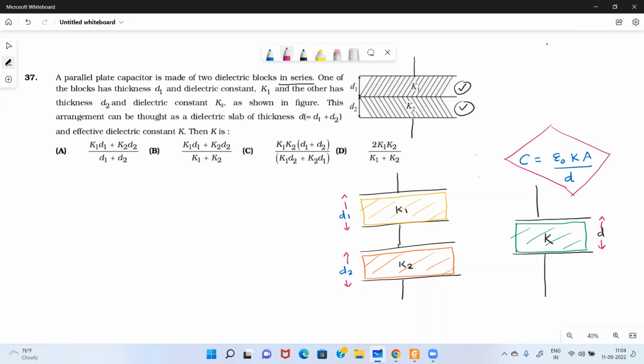Okay. Now let's derive the formula for the next one. On the left hand side you have two capacitors which are in series. So what is the effective capacitance given by? What is 1 by C given by? 1 by C1 plus 1 by C2. Correct. What is C1 given by? C1 is the capacitance of this one. So can you tell me what is C1?